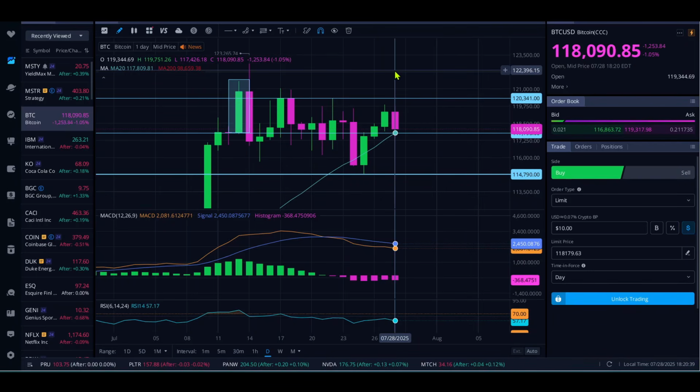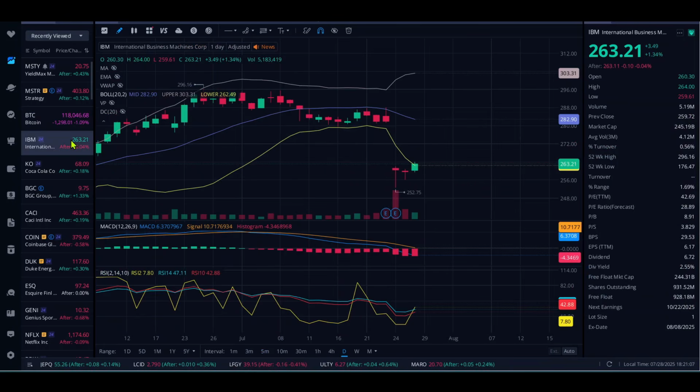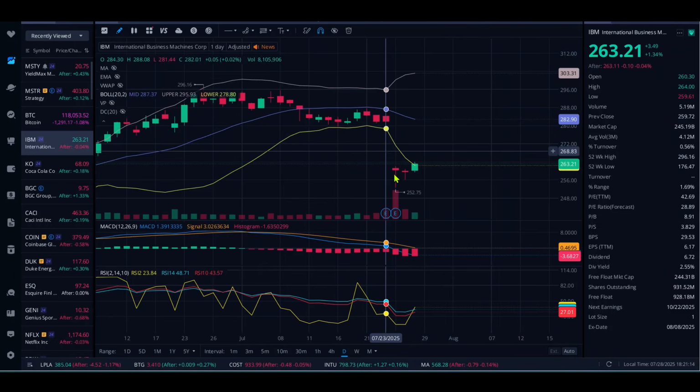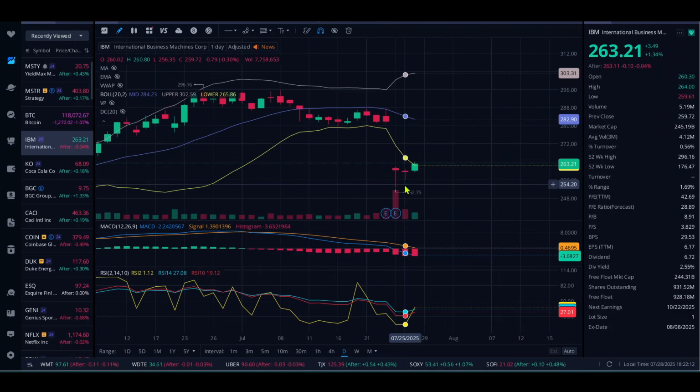So that's the overview of MSTY, MSTR, and Bitcoin. And I wanted to do something a little bit different for the back end of this one. And if you're still listening, I just wanted to show a couple of the plays that I am swing trading just to change it up a little bit. And one of those plays is IBM right here. And as you can see, they did have a drop in the price here off of earnings. And I did buy a couple shares of this one on Friday. So this candle right here, I did buy a couple shares.